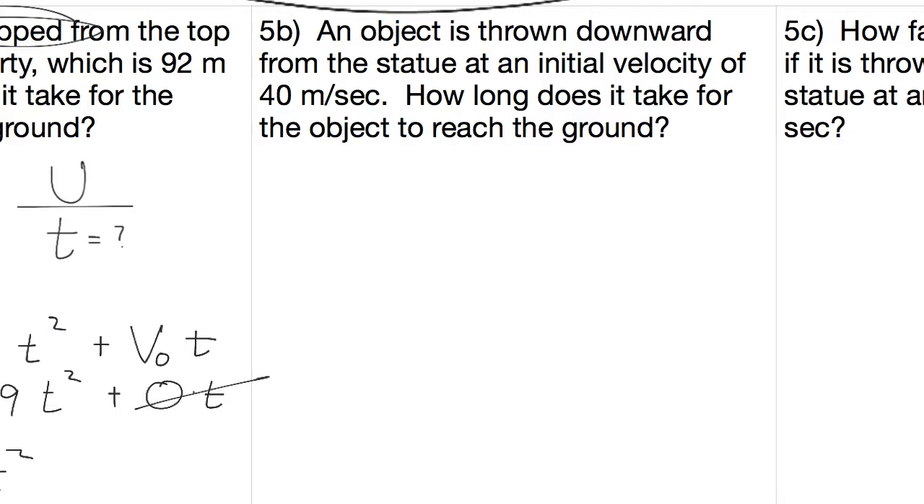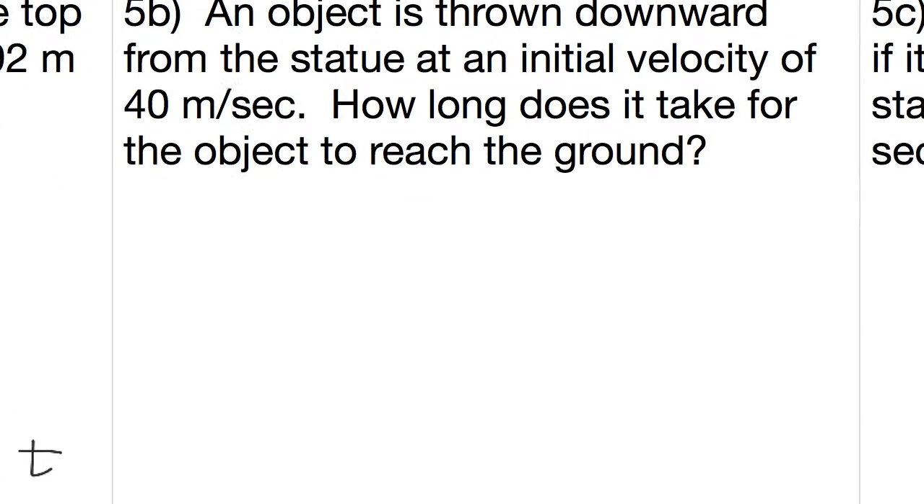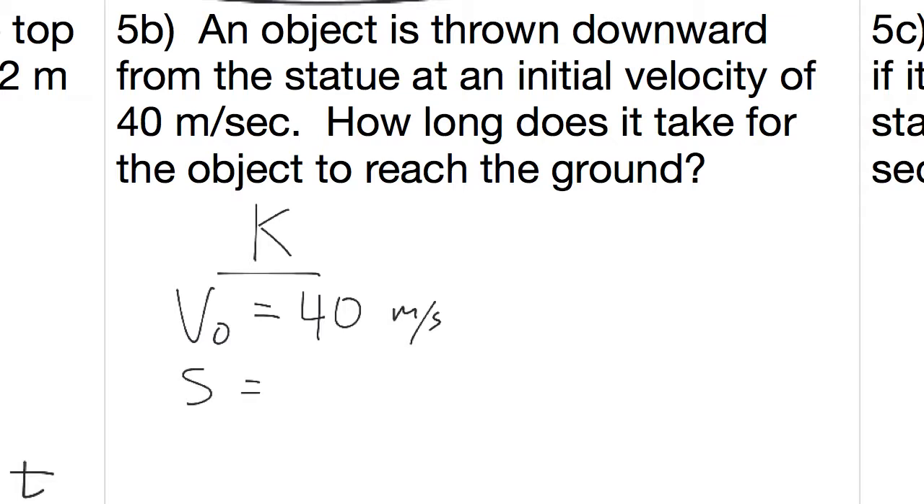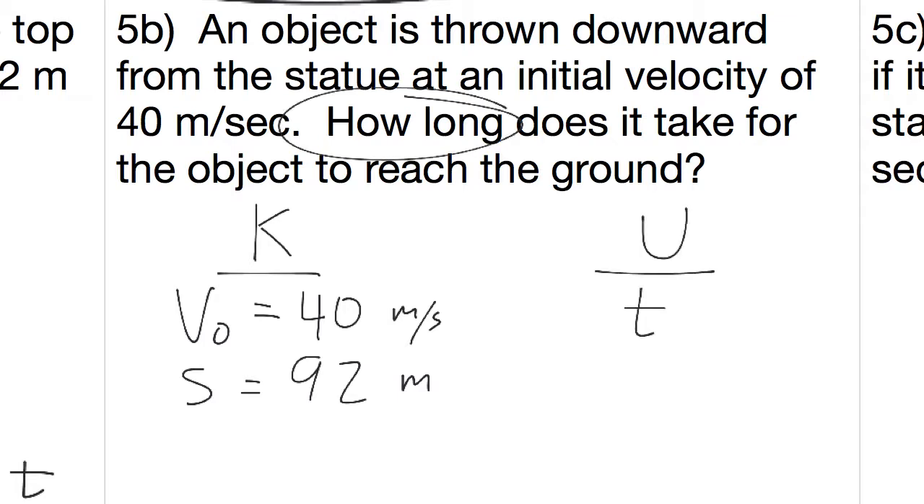An object is thrown downward from the statue at an initial velocity of 40 meters per second. I don't know why someone's going to propel something down off the Statue of Liberty at 40 meters per second. It's like, I don't know, putting a hot dog in a hot dog cannon and pointing it downward really fast. 40 meters per second, if you think about it, is super fast already. Anyway, that's the initial velocity. You're pointing that hot dog cannon downward at the crowd, and let's see, it takes 92 meters to get down there. That's the distance. We still want to know what the time is.